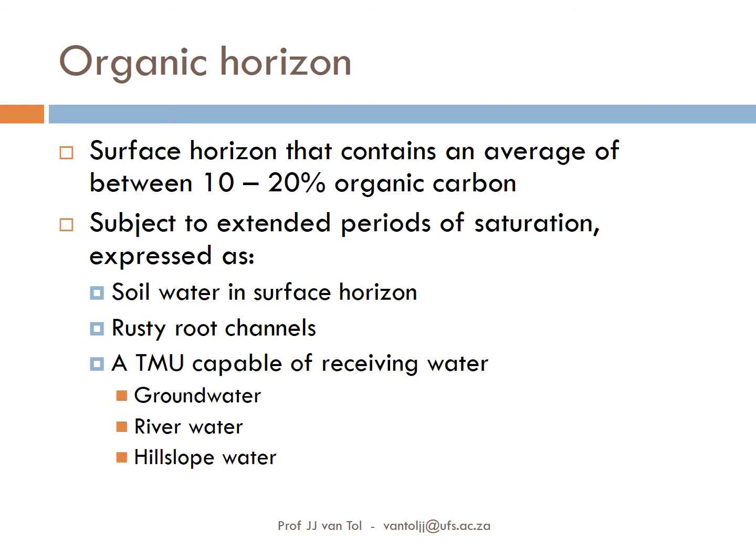Or it must be in a terrain morphological unit which is capable of receiving water. So typically you'll find an organic horizon in a valley bottom. Not going to find it here against the slopes. You find it in an accumulating area where there might be some feedback from the groundwater or some lateral flows accumulating from upslope positions, but it accumulates over here, or it might be from the stream that accumulates in the valley bottom.